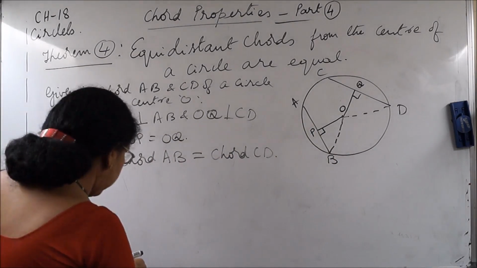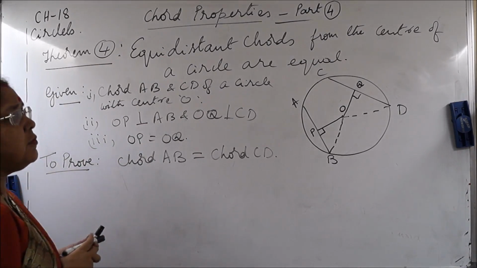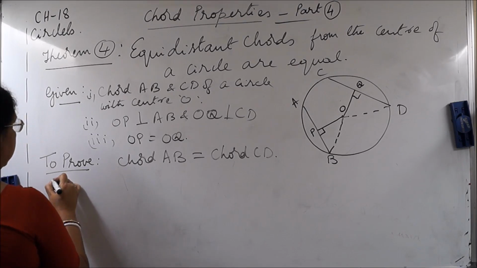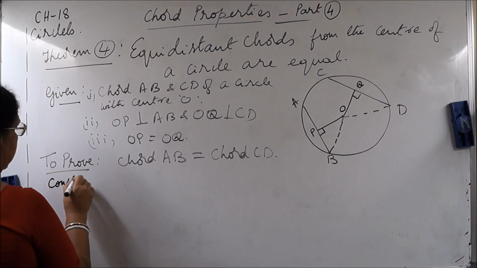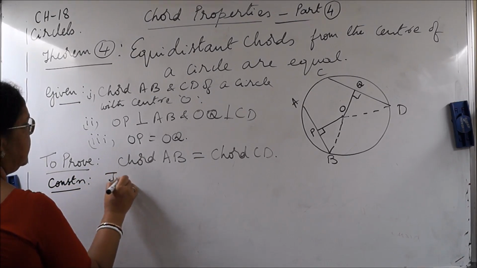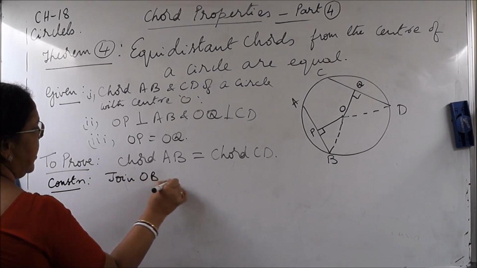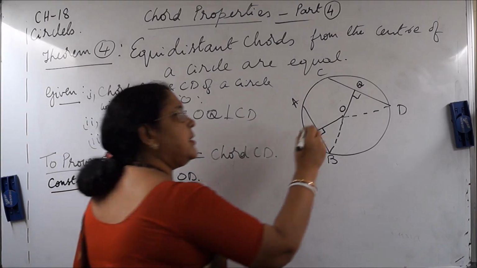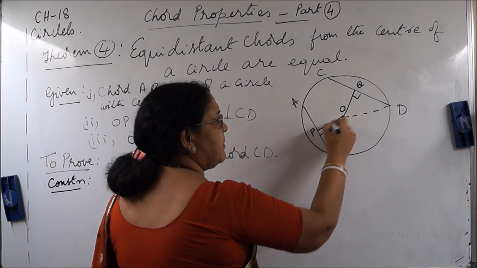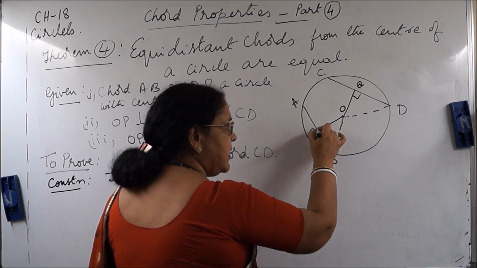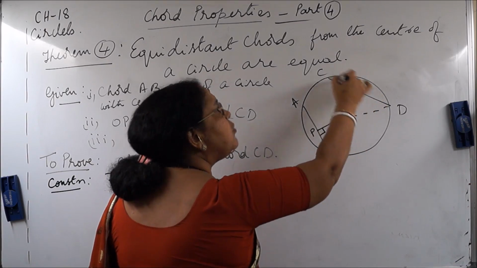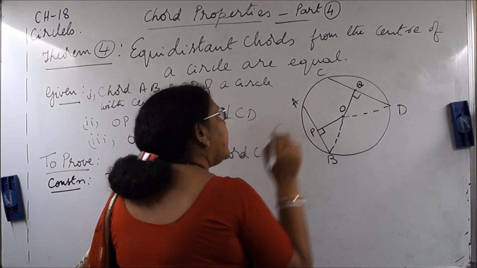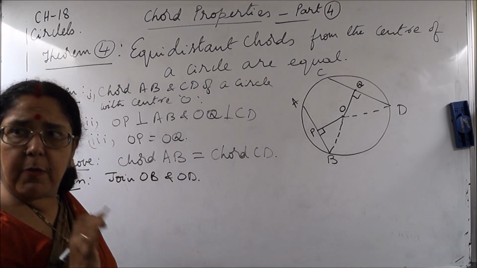So in order to do that, we will again prove that these two triangles are congruent. For that, first of all, construction: join OB and OD. Now, from the previous knowledge, we know that since OP is perpendicular to AB, P is the midpoint of AB, and since OQ is perpendicular to CD, Q is the midpoint of CD. This much we know from our previous knowledge.